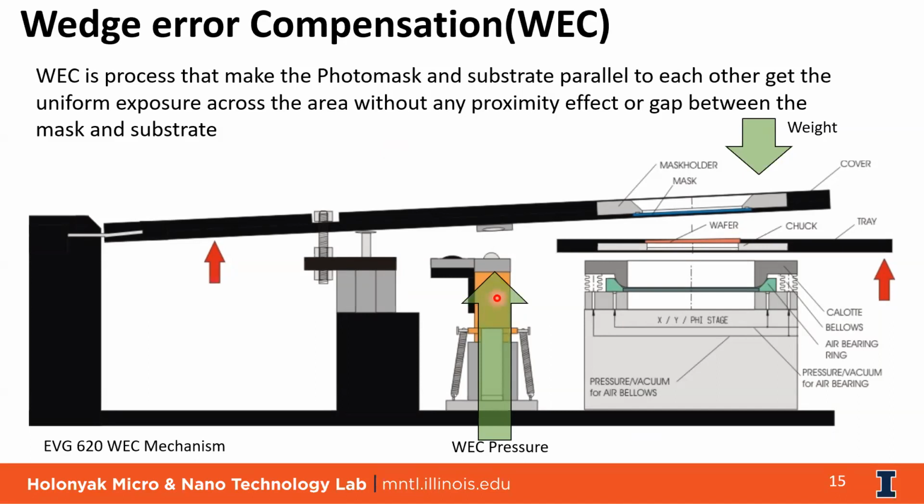For EVG, 500 millibar is what we generally use. The system automatically applies 500 millibar pressure, and it will release the stage. The stage will have a spring action at the bottom, so it can move in any direction. When it moves close to the mask and the wafer, it will adjust the wafer according to the mask plane. So it will make your mask as well as the wafer exactly parallel to each other. During this stage, the wafer and the mask are both held by vacuum, so you do not have any movement in your mask or wafer during this WEC process.